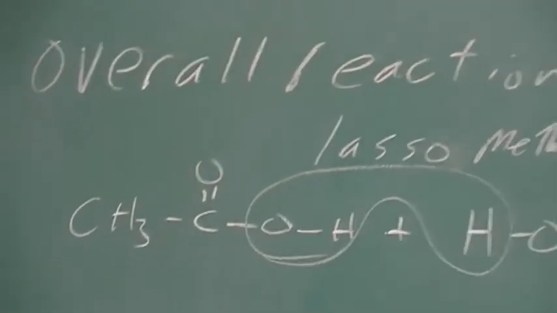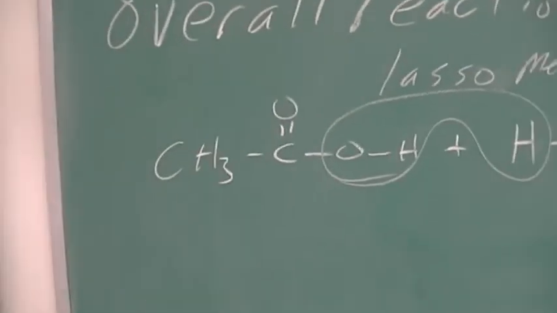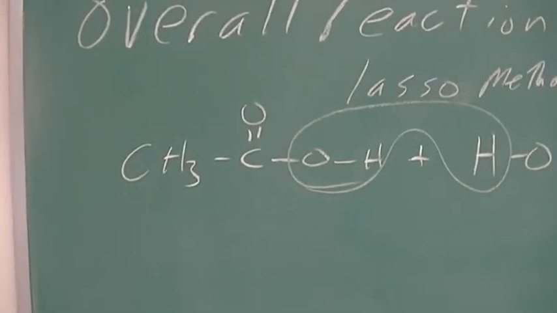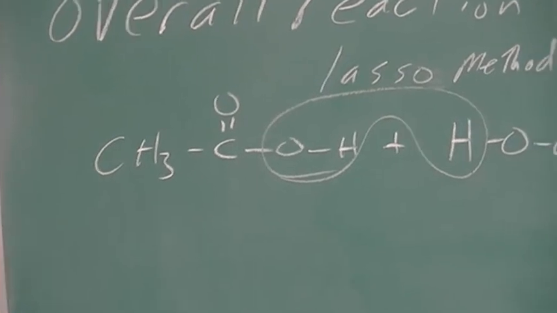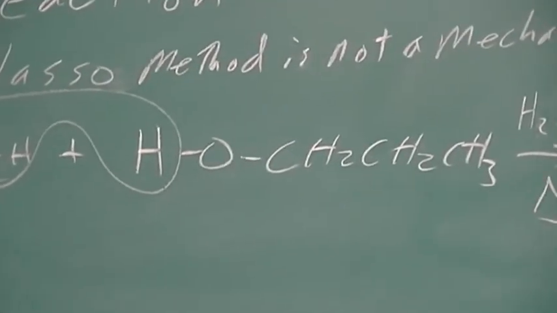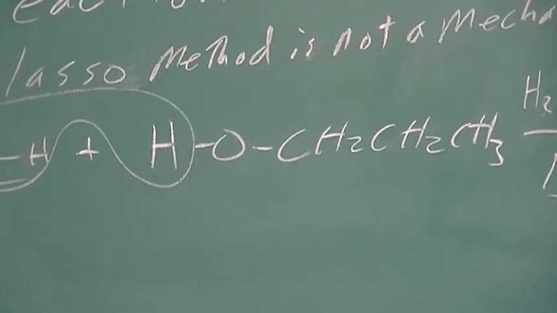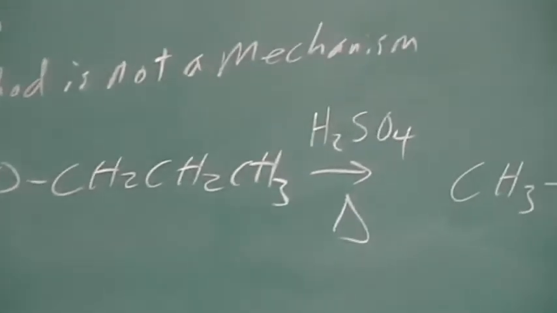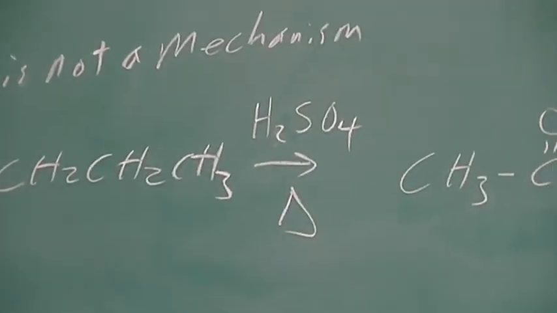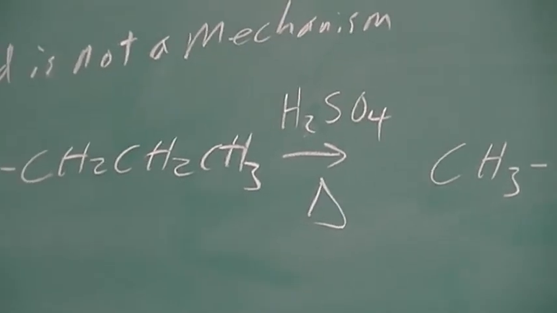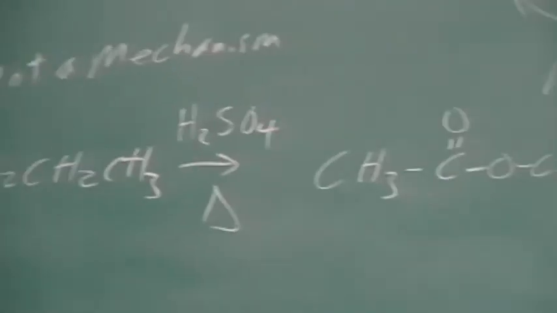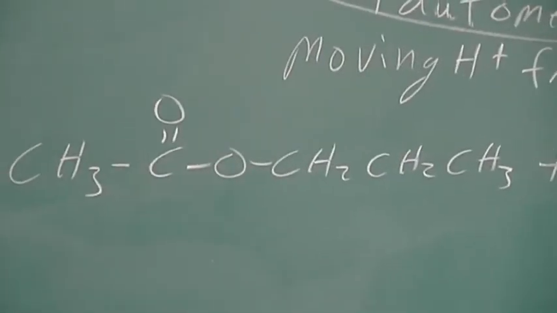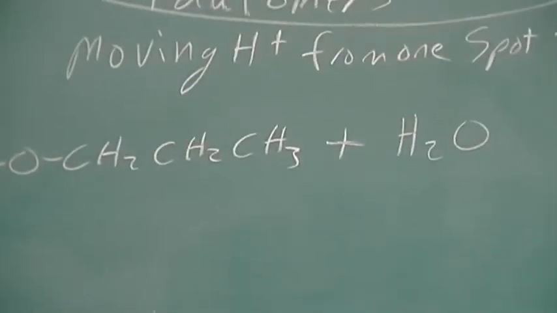All right, so here's the overall reaction. You take your carboxylic acid, in this case, we used glacial acetic acid. You take your alcohol, and in this case, we used N-propyl alcohol. And we used sulfuric acid as the catalyst. So this is an acid catalyzed reaction to form our N-propyl acetate, and you also get water kicked out.